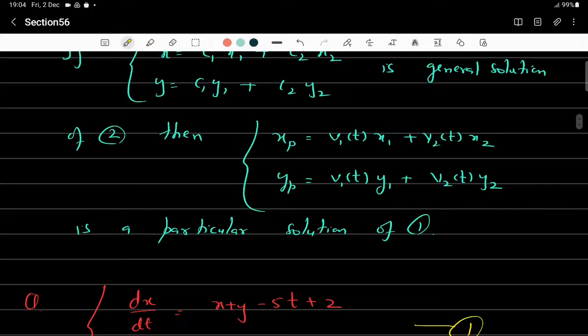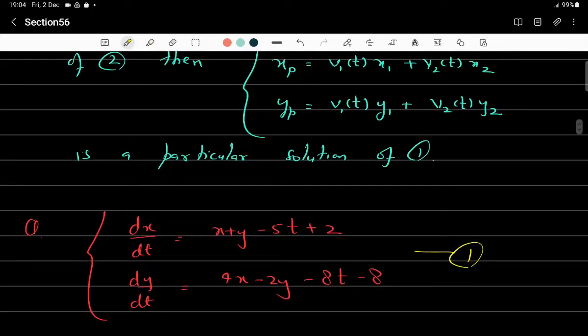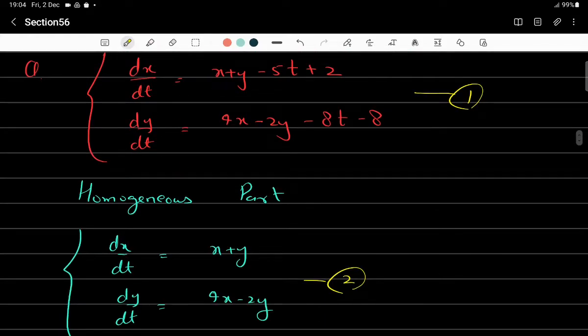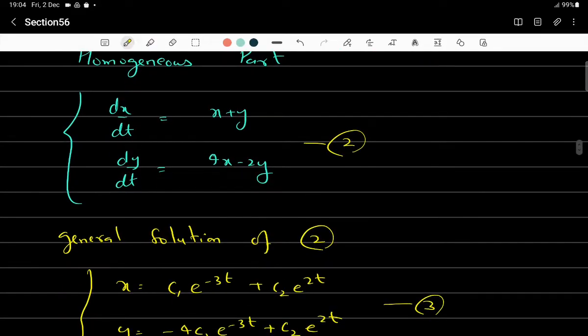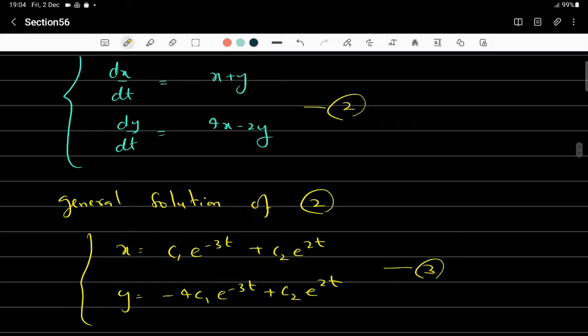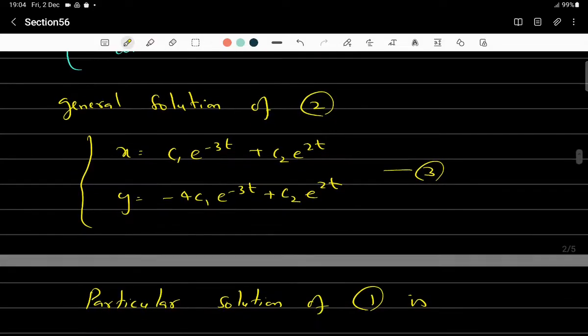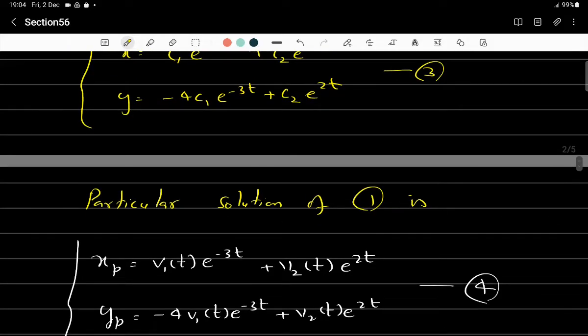Okay, things would be clear once you see this example. So I need to find the general solution of this non-homogeneous system of equations. To find the general solution, first I consider the homogeneous part, which is this one, and find its general solution. Finding the general solution of this equation 2 has already been done in the previous lecture, so the general solution comes out as given in equation 3. Now for the variation of parameter, I replace c1 by v1(t) and c2 by v2(t). So this is how the particular solution looks.